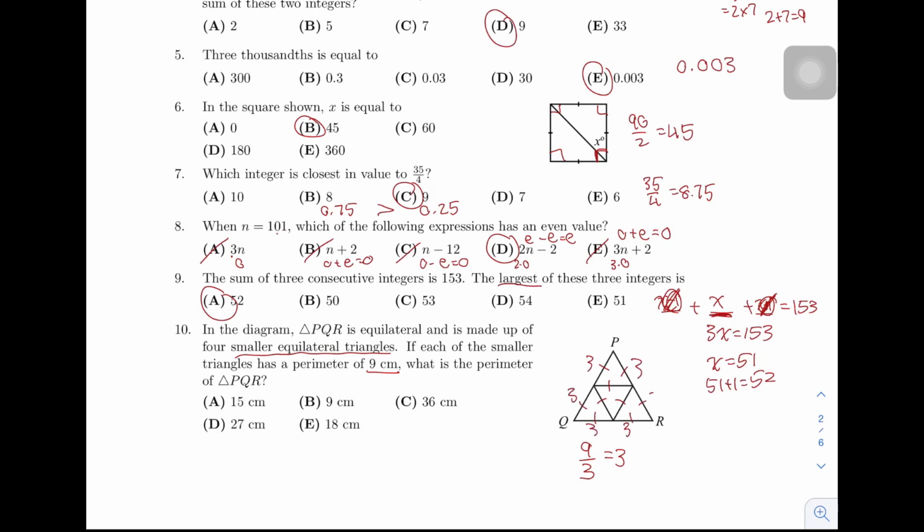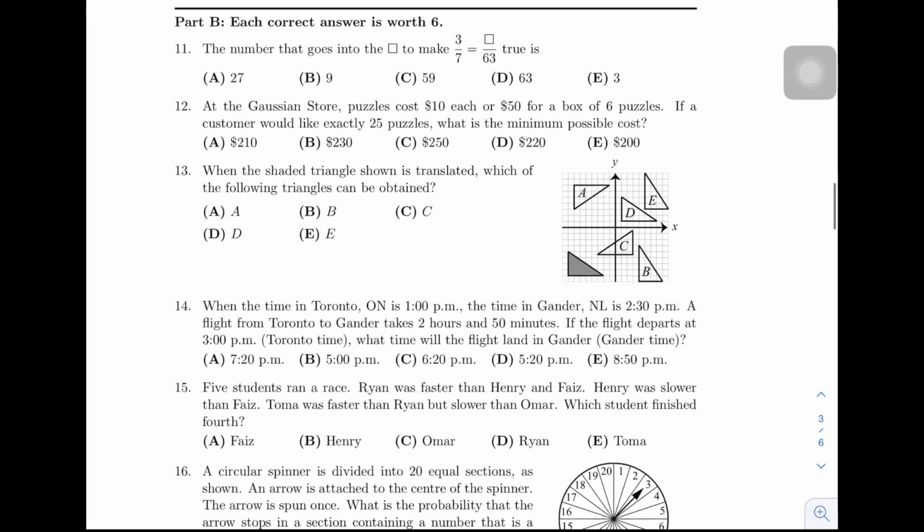So 3, 3, 3, 3, 3, 3. And this side would have a length of 6. And since a triangle has 3 sides, 6 times 3 equals 18. Therefore, E is the correct answer.